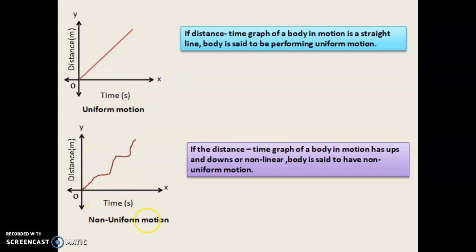Second, the non-uniform motion. Here also time is plotted along the x-axis and distance is plotted along the y-axis. Here you can see it is not a straight line. It is not a single path, it is just like a zigzag line. So this gives the graph for a non-uniform motion. If the distance time graph of a body in motion has ups and downs or is non-linear, the body is said to have a non-uniform motion.